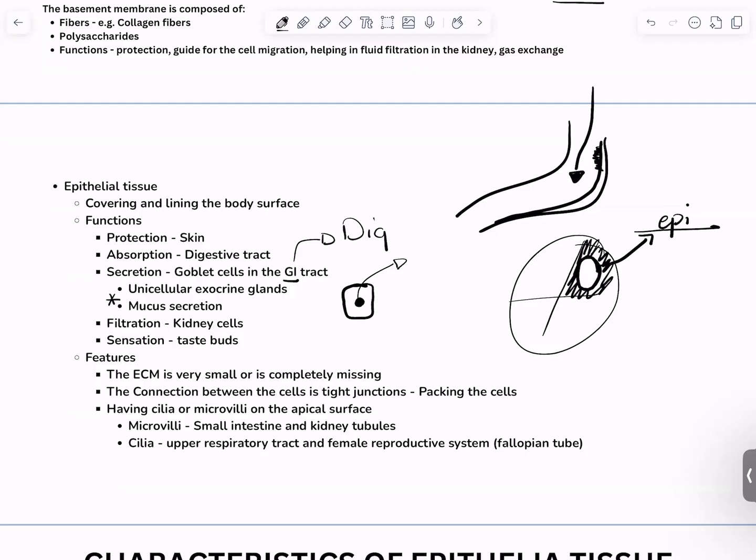But before going to the other things, I want you to remember something. We have glands in the human body, but we have two types of glands. The first type is endocrine, and the other one is exocrine. What is the difference between the endocrine and exocrine glands? What do you think? Any ideas?